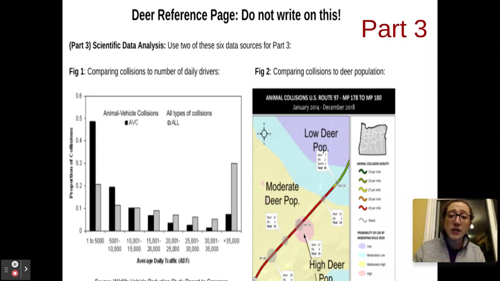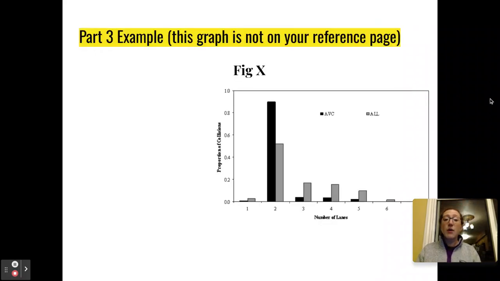So for part 3, you've got your reference page and you need to know how to kind of use this. So there's 6 figures. Be sure to see on the back as well. There's 2 more figures that you can choose from. And these are all related to deer vehicle collisions. So I want to give an example.